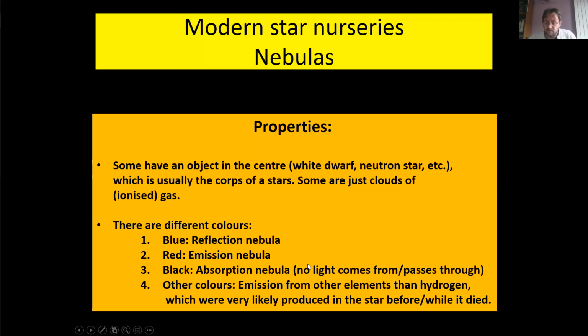Other colors, well, there might be emissions from other chemical elements that have been produced, for example, in the Crab Nebula, in the last stages mostly of the stars, when it was in the process of dying.